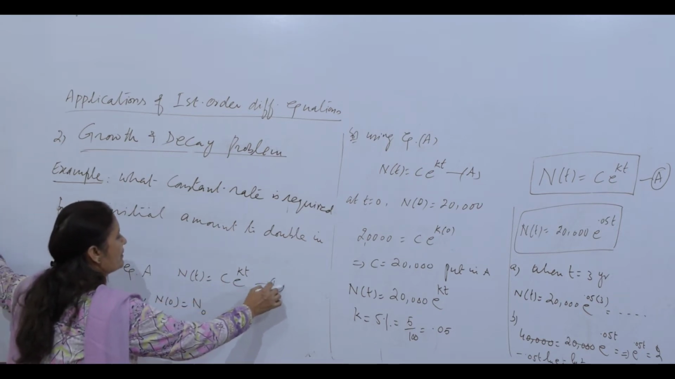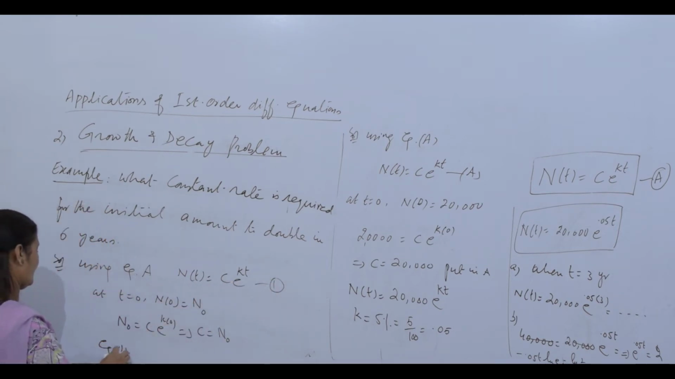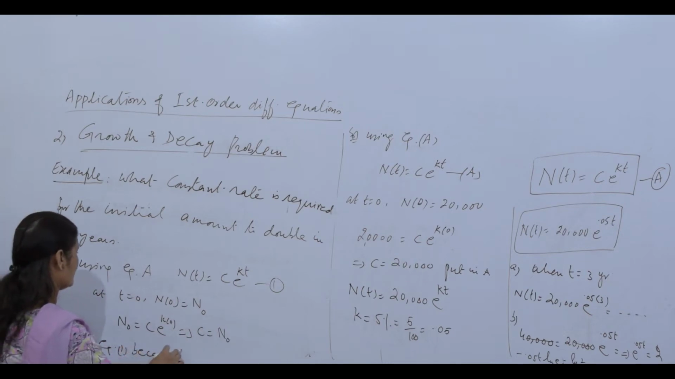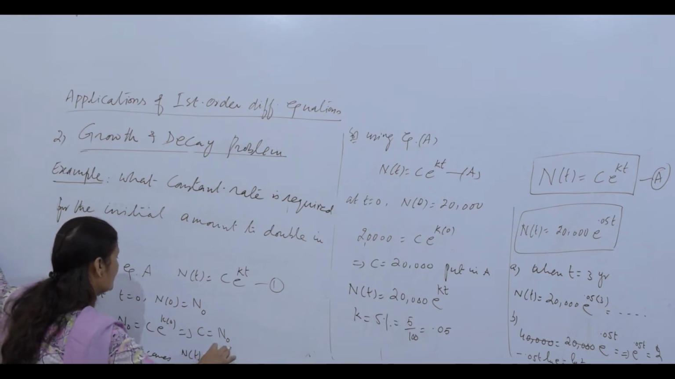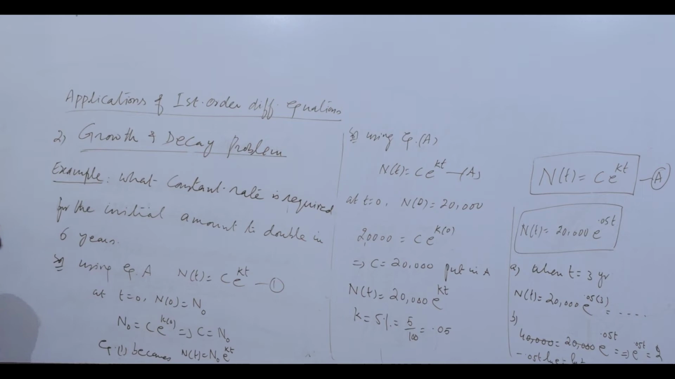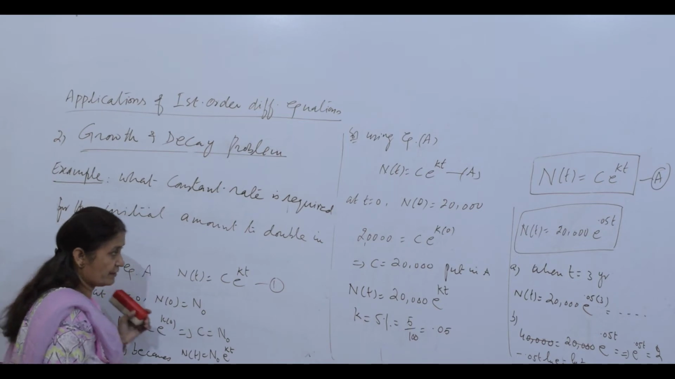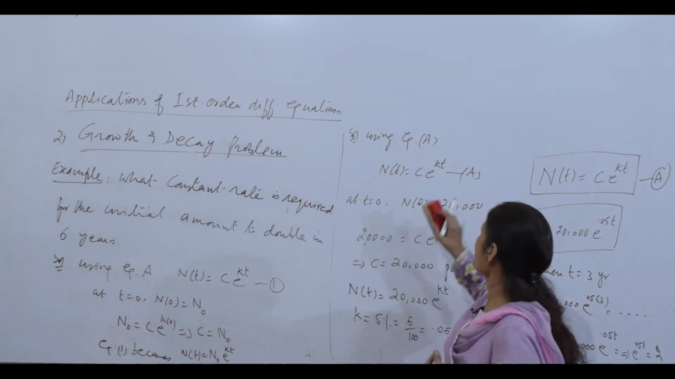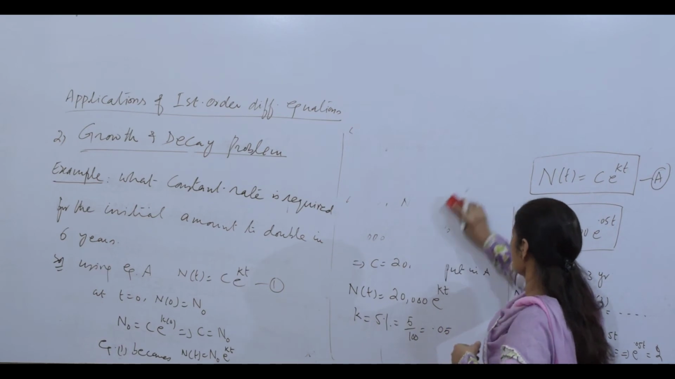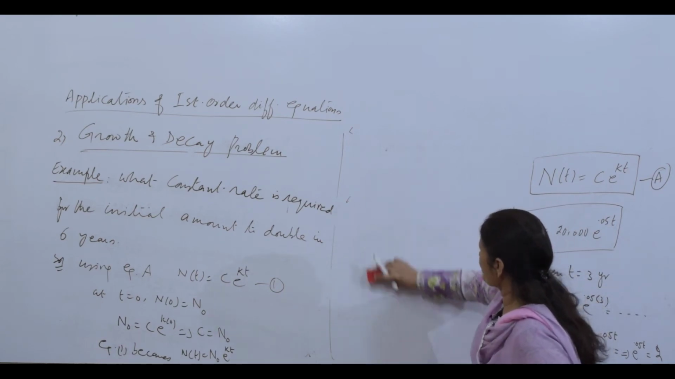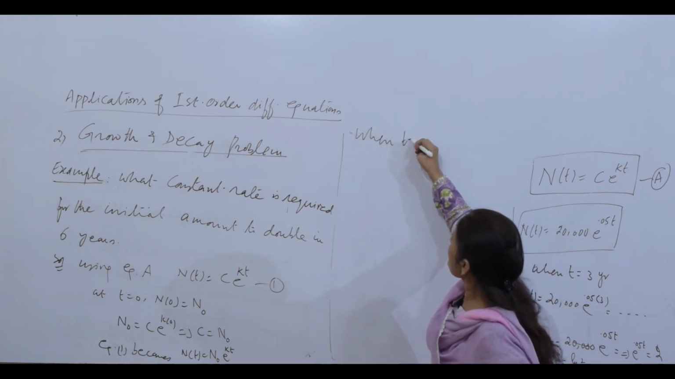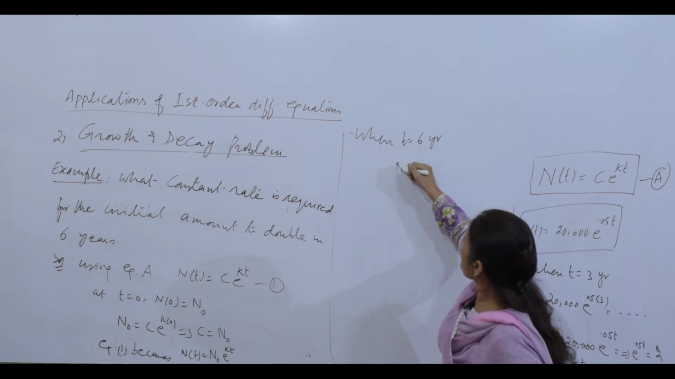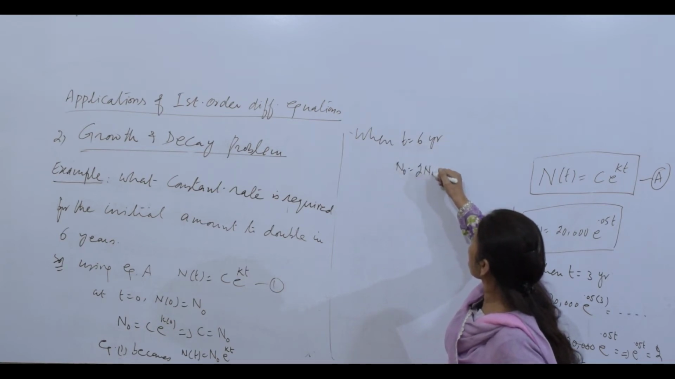So equation 1 becomes N(t) is equal to N0 e^(kt). Now this initial amount will double in 6 years' time. It means t is equal to 6 and N is 2N0. So when t is equal to 6 years, N is equal to 2N0, double.